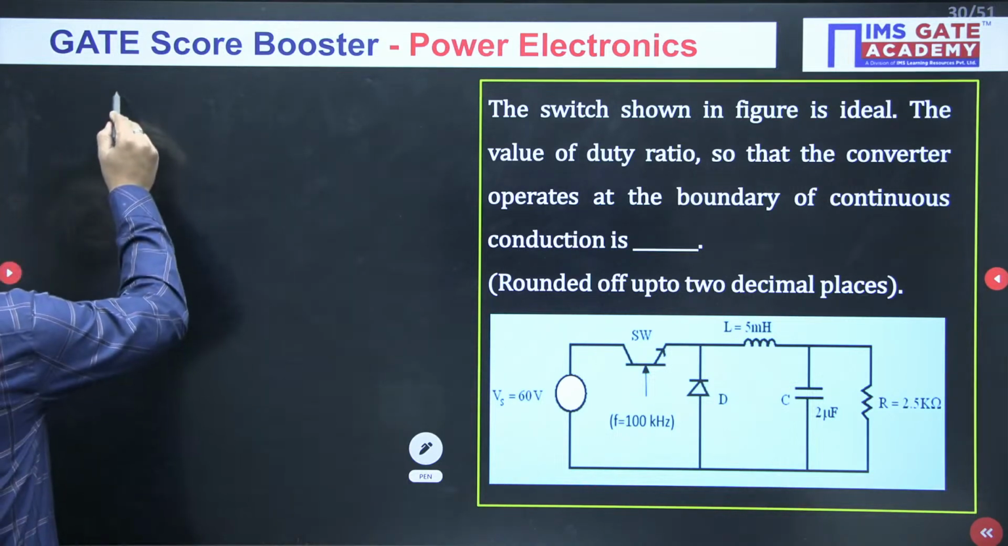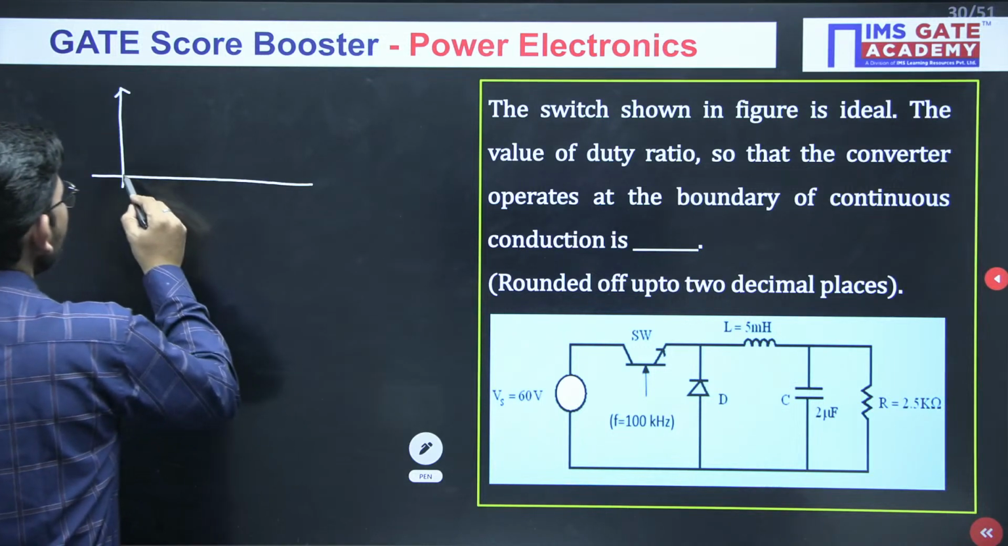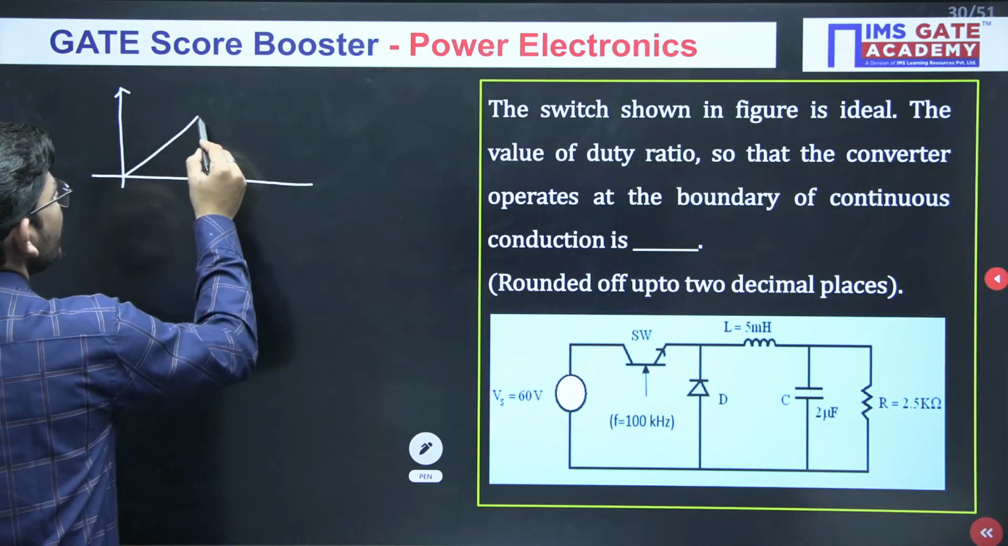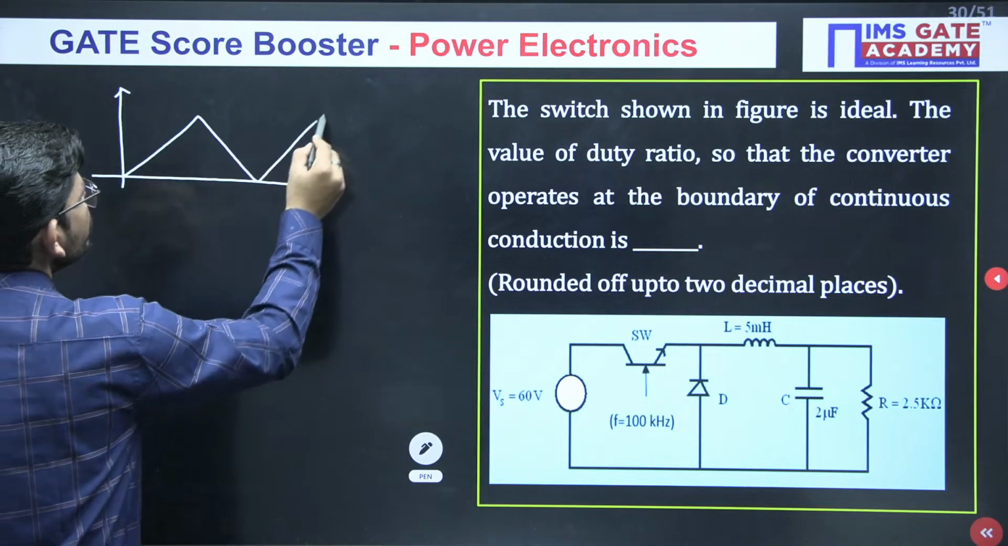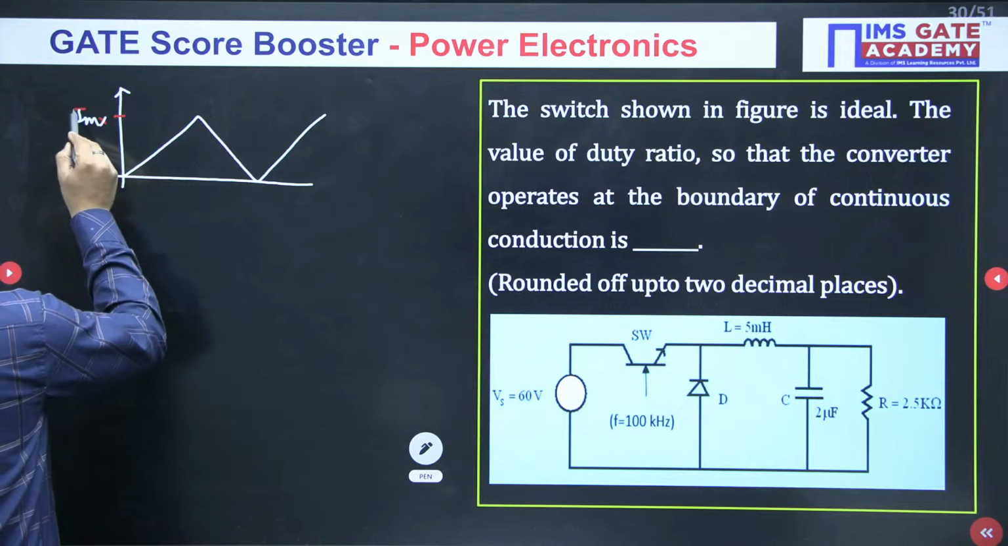Okay. So at the boundary of continuous conduction, what do you know? Just now we have discussed. At the boundary of continuous conduction means I minimum is now 0. Okay, you only have I max.